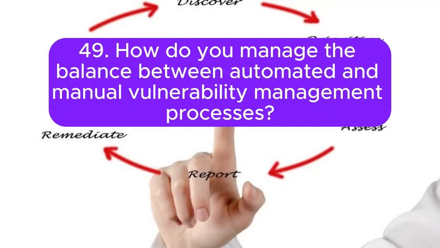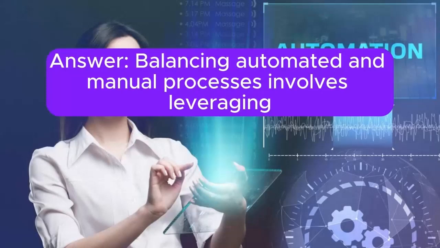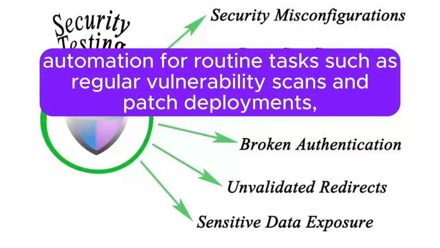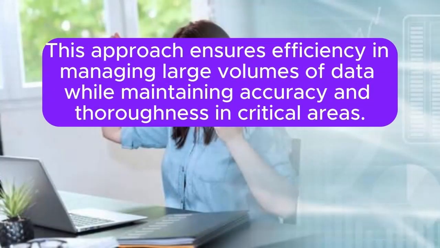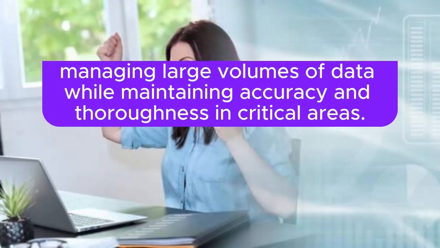49. How do you manage the balance between automated and manual vulnerability management processes? Answer: Balancing automated and manual processes involves leveraging automation for routine tasks such as regular vulnerability scans and patch deployments, while reserving manual processes for complex vulnerability assessments and remediation planning. This approach ensures efficiency in managing large volumes of data while maintaining accuracy and thoroughness in critical areas.